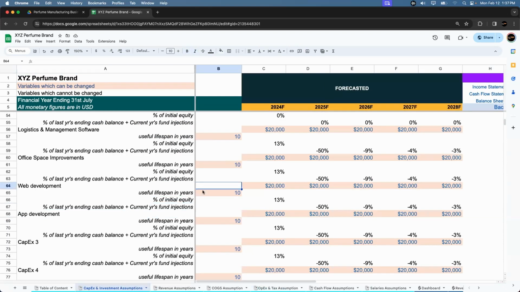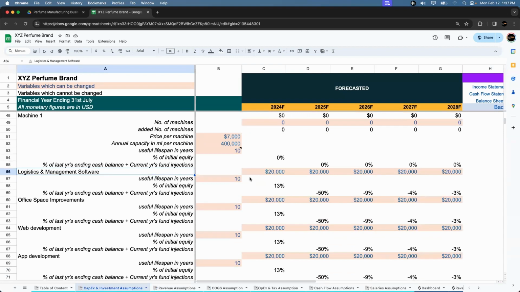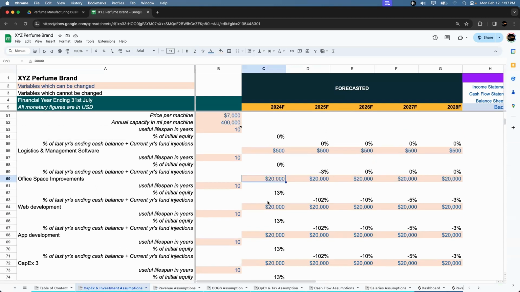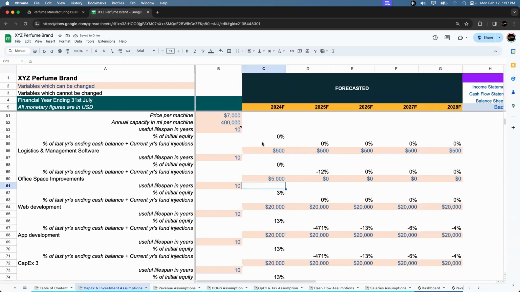But let's say if you are developing an app, then you have to put the number in here. We have made this zero. Logistics and management software, let's say you need logistics and management software and you are spending $500 per year on that, then you can just put it in here. Whatever the amount is, it totally depends on your situation. That's why we have basically made this customizable. Office space, let's say you have an office and you have to improve that office space, 5,000. For the second, third year, it's zero because you won't be spending on those.